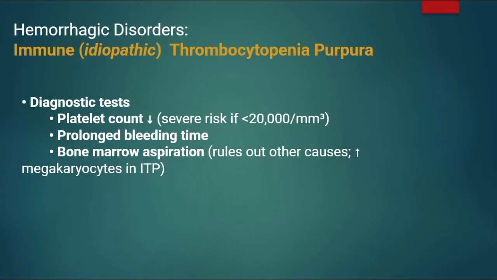Now let's review the diagnostic tests for ITP. The hallmark finding is a low platelet count. Normal platelet counts range from 150,000 to 450,000 per microliter of blood. In ITP, platelet counts can fall dangerously low, and if they drop below 20,000, the patient is at high risk for spontaneous bleeding, even without trauma.